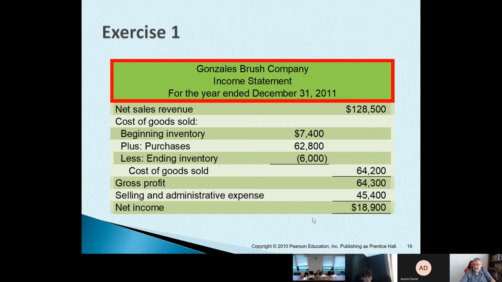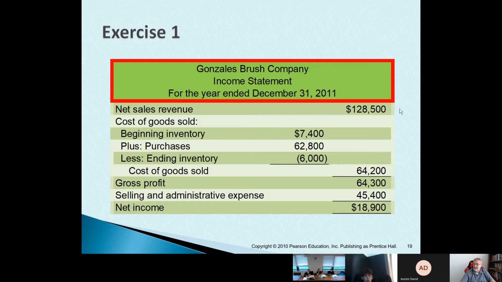Okay. Well, ultimately, what we're trying to do is get to our net income, right? So we had this much money that we made selling the brushes that we sold. So our gross profit, so this is our net revenue income. If this is our income and this is our expenses, our gross profit is $64,300. You guys see how we got that, right? Because you're going to have stuff like that in your homework exercise tonight.